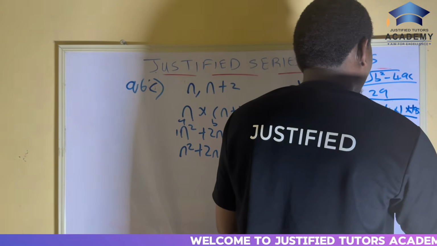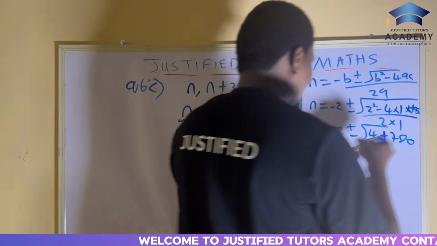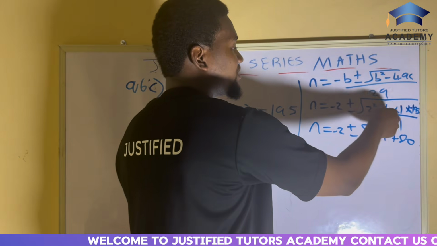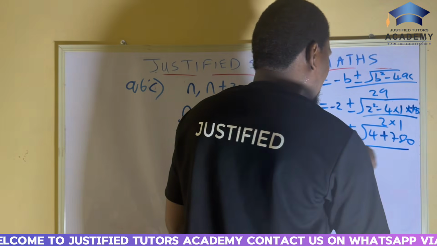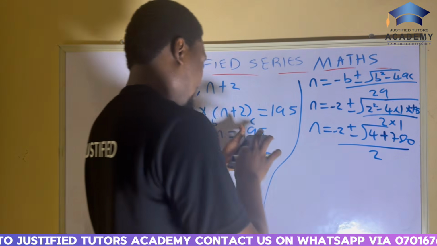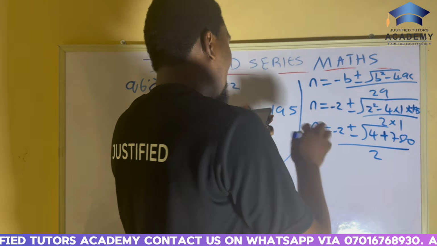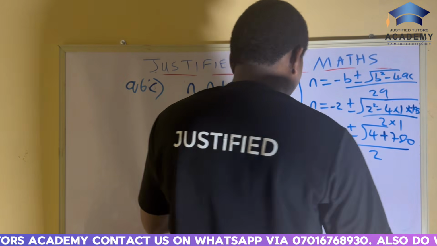780. So that's plus 780. Now, why is it plus? It's because a minus times a minus here is plus. Are you getting me? So now all divided by what? By 2. Are you getting me? Yes.